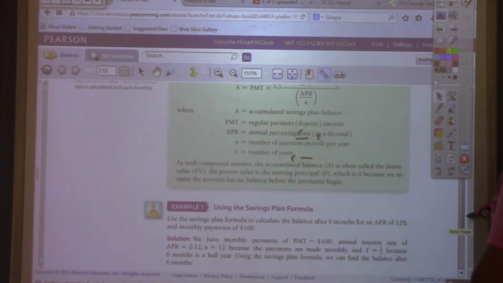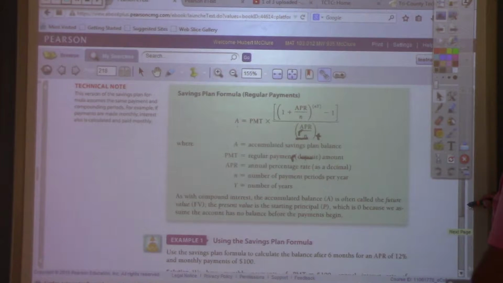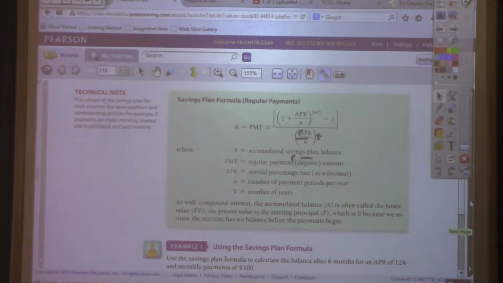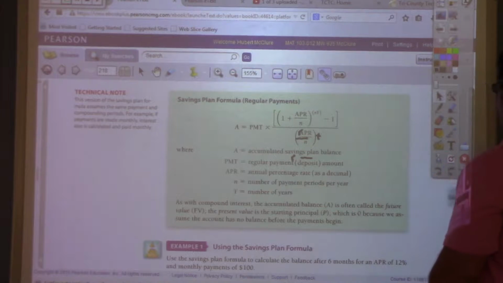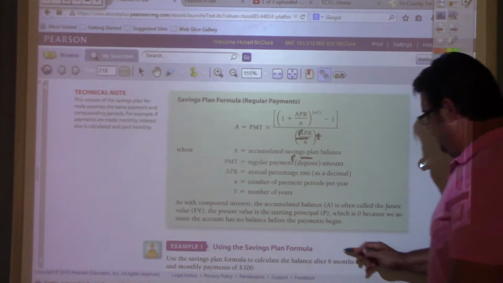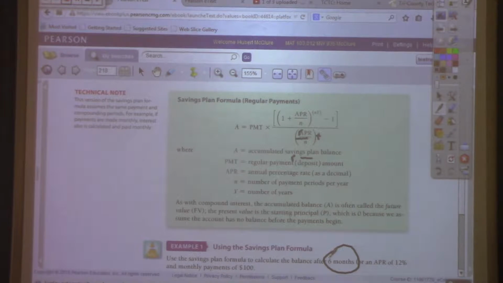So here is an example. It says use the savings plan to calculate the balance after 6 months for an APR of 12% and monthly payments of $100. Now notice it says 6 what? Months. 6 months is a half of what? Year. So your T would be 0.5.